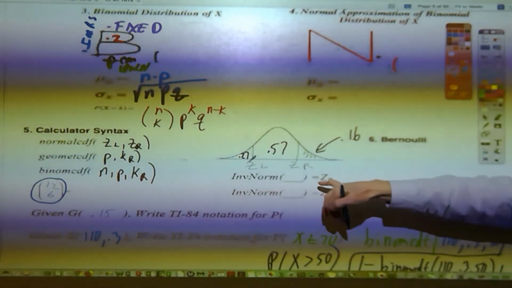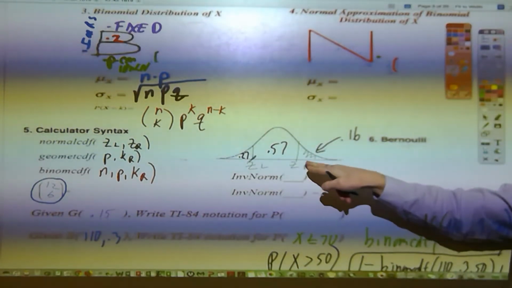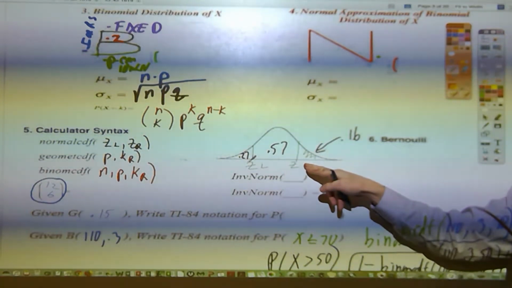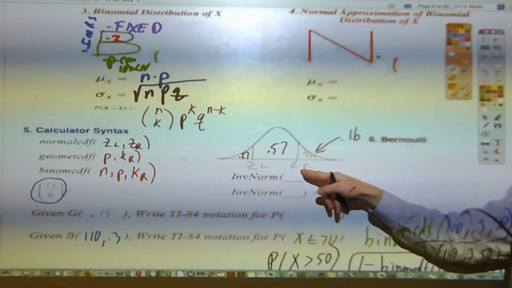Okay, who can tell me what number goes into inverse normal if you wanted to know how many standard deviations you are above the mean? Yeah, Lewis?